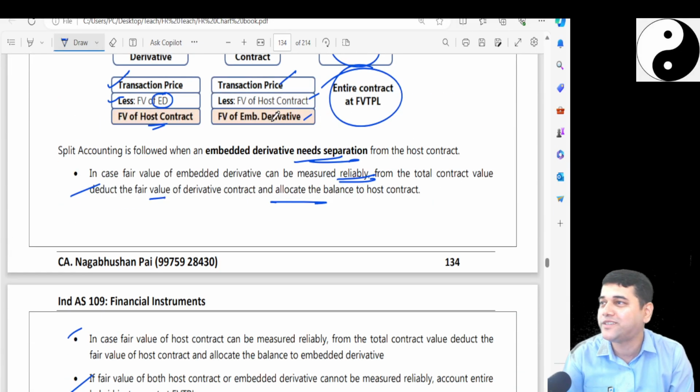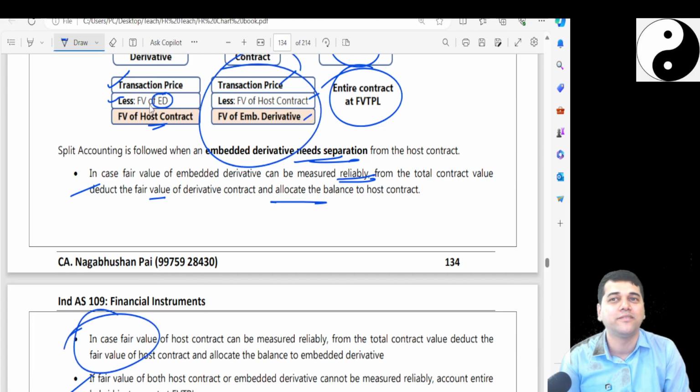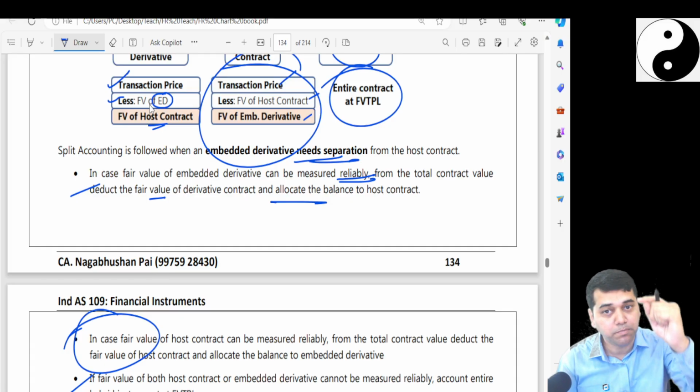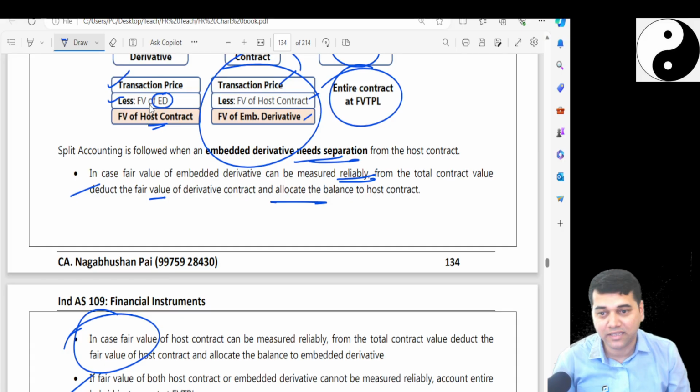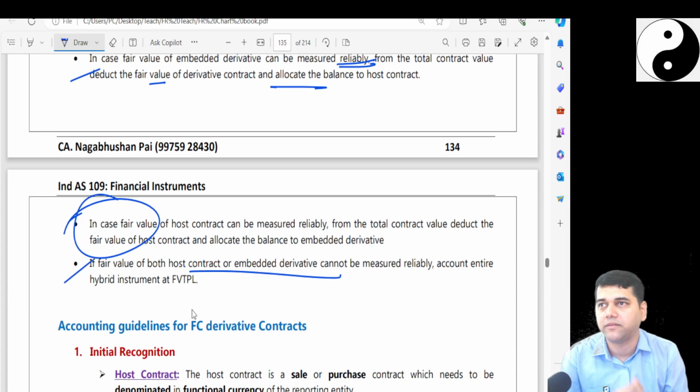See, which is beautiful, friend? Is this explanation beautiful or is this picture beautiful? That's what I tell you. This is mind mapping. I suggest please do this mind mapping rather than writing theory. It's the same thing. If the fair values of both are not clear, take it to FVTPL. Otherwise, for me, explanation becomes difficult here if I don't have the charts.